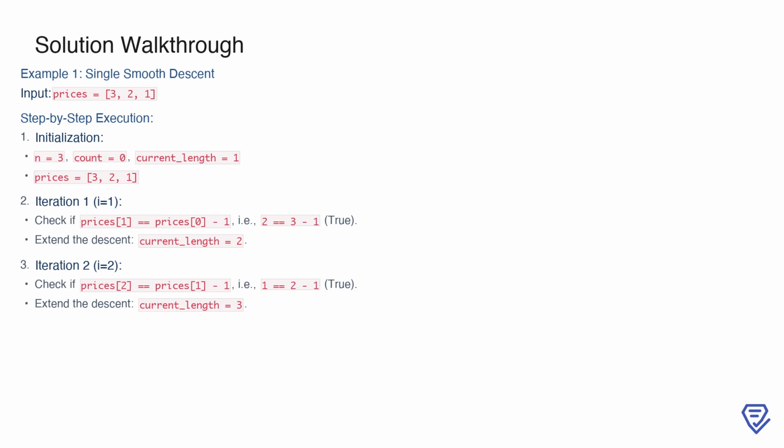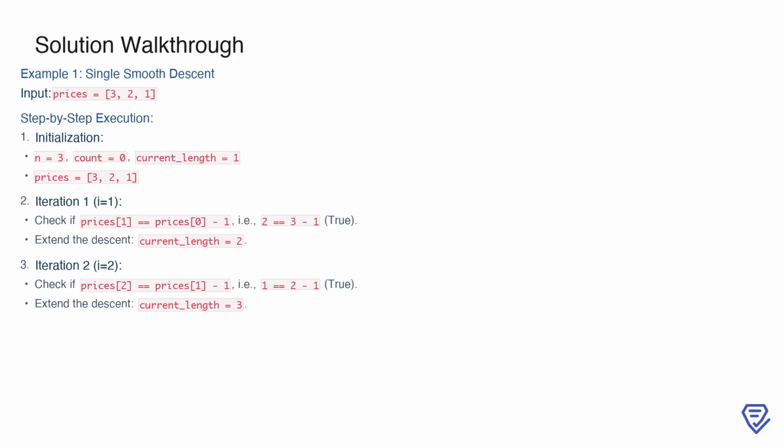The goal is to calculate the number of smooth descent periods. First, we initialize the variables. We set n to the length of the prices array, which is 3. The variable count is initialized to 0 to store the total number of smooth descent periods, and current_length is set to 1, representing the current descent streak.